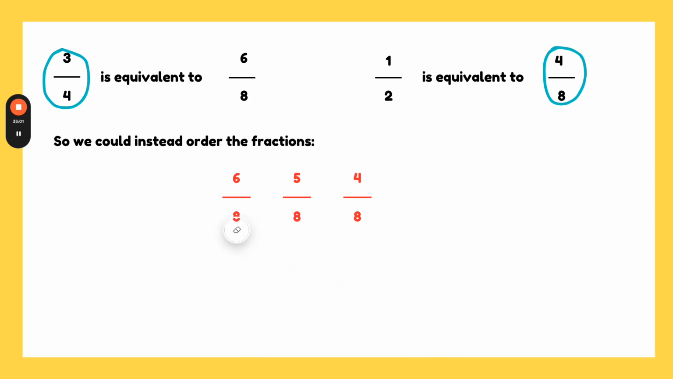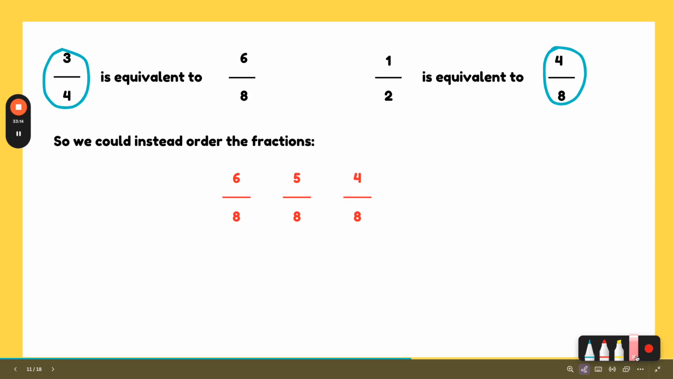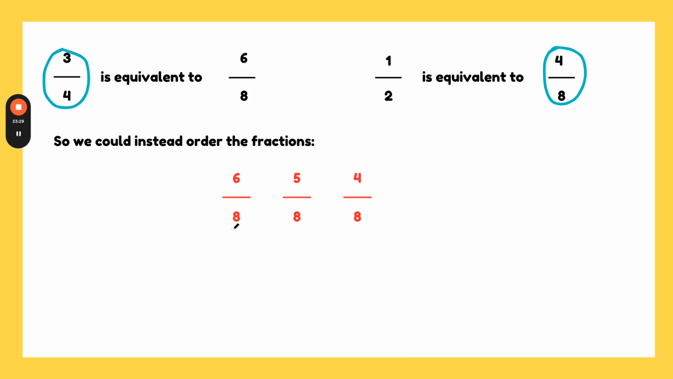And because they all have the same denominator, we can order them very easily just by looking at the numerators and ordering them from smallest to largest. Okay, so just to give you a reminder, this is our 3/4. This is the same, so it's 5/8, and this is 1/2.